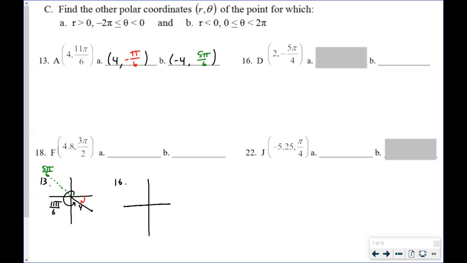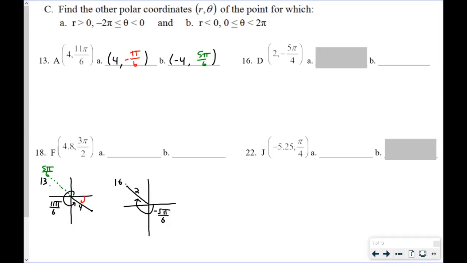Well, (2, -5π/4). So it's still a positive value of r, which means we're not going to move across the origin. We can graph negative angles. It's totally fine. -5π/4 is going to be up in the second quadrant, and we measure it that way, right? Negative angles go clockwise. And we are at a distance of 2 away from the pole. So that's my sketch of this point here.